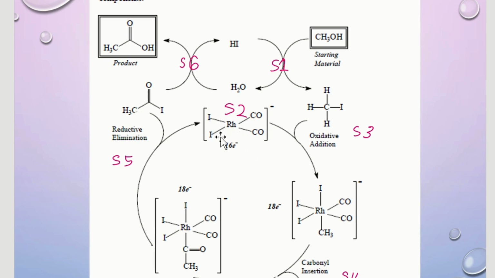So the total number of electrons is 16. How do you get the 16 electrons? Rh is group 9. There are 2 carbon monoxide ligands, meaning 4 electrons, and the two iodides also give 4 electrons, 2 electrons times 2. Total up we get 17 electrons. As you can see, this has a 1 minus charge, so we add 1, and we get 16 electrons in total.